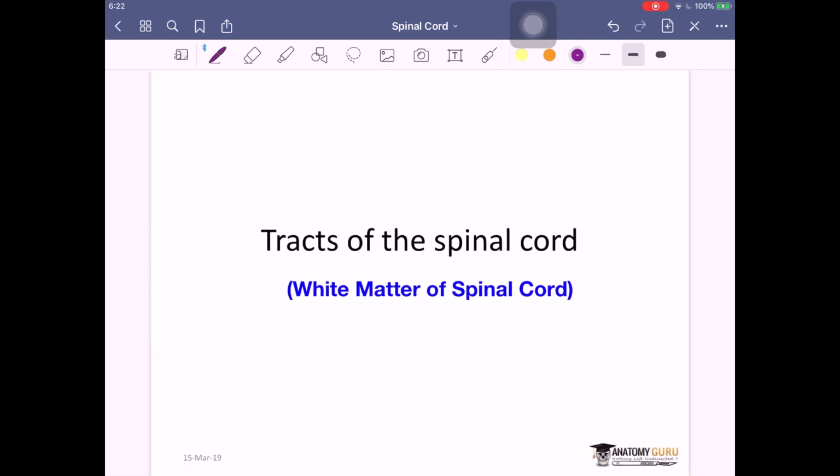So that's about your Rexed laminae, and this finishes your entire gray column. The next is your white matter. I will make another session for the white matter, so I'll see you in the white matter of the spinal cord. There we will talk about the tracts, the ascending tracts.